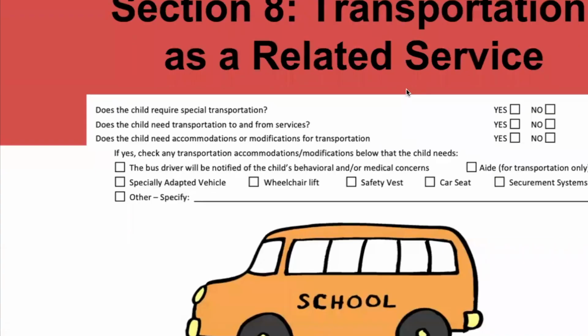Section 8 talks about transportation as a related service. So when we think about those, there's another series of questions that are asked. When we talk about special transportation, it is travel to and from school or between schools. We talk about that specialized equipment, so ramps, lifts, adapted vehicles, whatever that might be, if they need to be on a van instead of a traditional school bus.